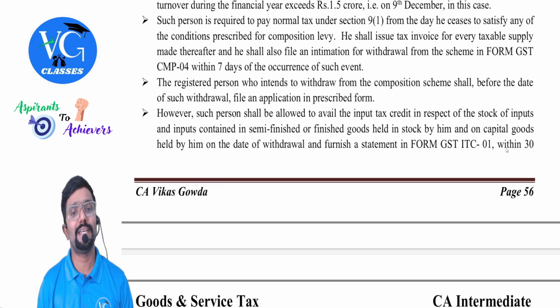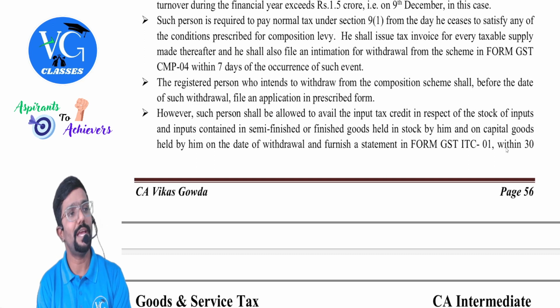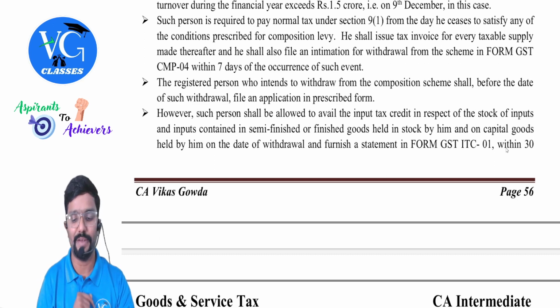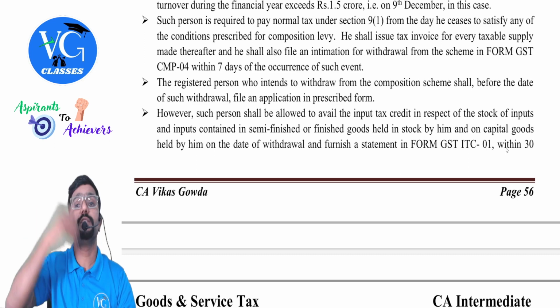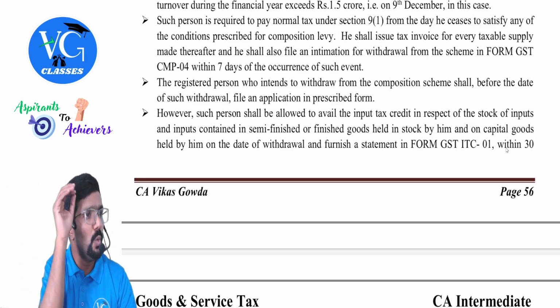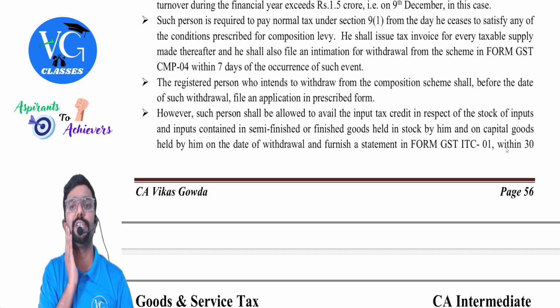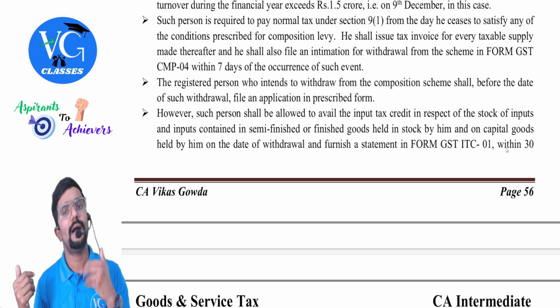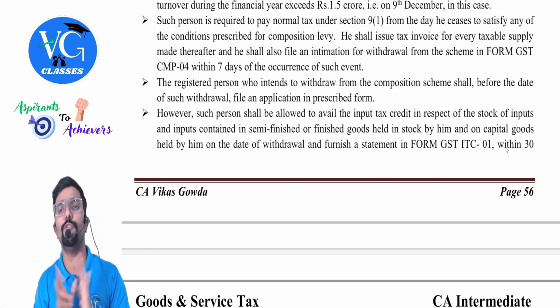Such person is required to pay normal tax under section 9.1. 9.1 means normal scheme. From the day he ceases to satisfy any of the conditions prescribed for the composition levy, he shall issue tax invoice for every taxable supply made thereunder, and he shall also file an intimation for withdrawal from the scheme in form GST CMP 04 within 7 days of occurrence of such event. That is, once you become ineligible. What is the date of ineligibility in my example? 15th February. Within 7 days, I have to file an intimation telling, sir, so and so reason, I am going out. Clear? And I have to file that intimation in CMP 04 within 7 days.